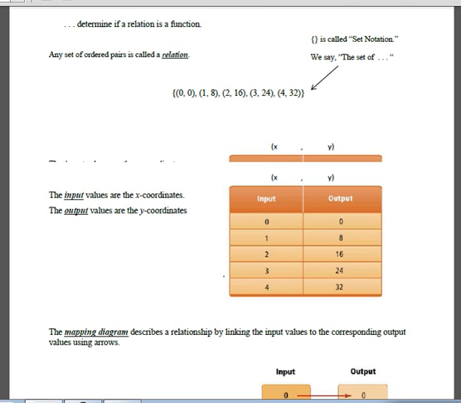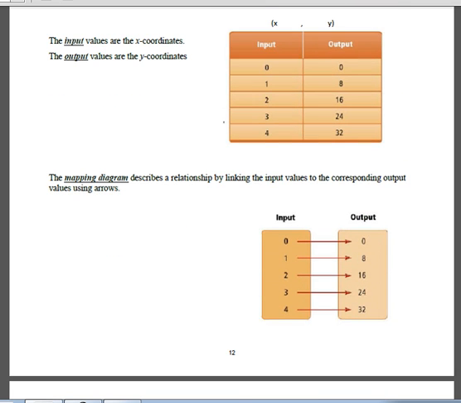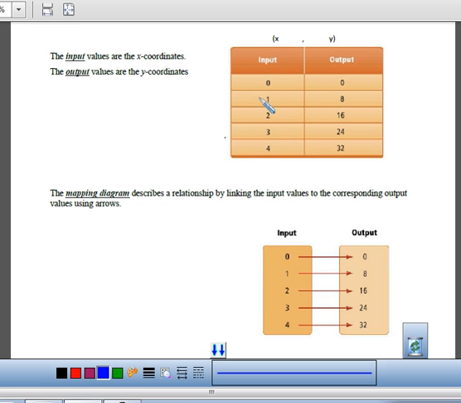Next thing, we have here a table. And you'll notice that in the table we have some values that are listed. Some are listed under the input values, and then we have some under the output. This is our x values, this is our y values. So from now on you might hear, instead of x and y, input and output. So the input values are the x coordinates, output values are the y coordinates. Very important for you to remember that.